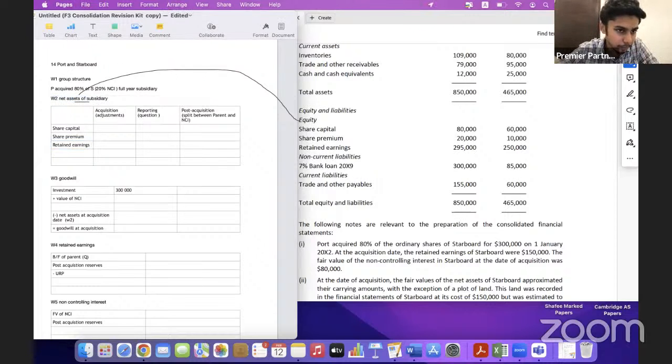So how to do working number 2? Read carefully, guys. Net assets. What is net asset? Equity. How many are there? 3. Copy down the names. Right now, focus.